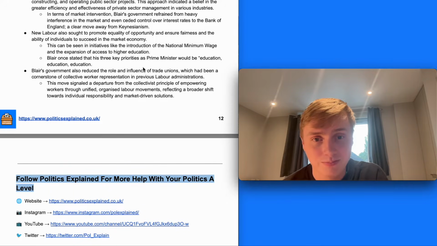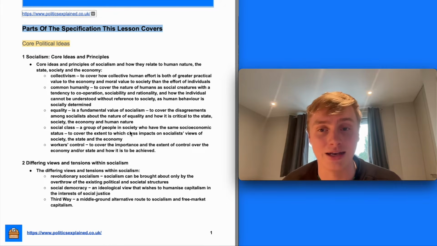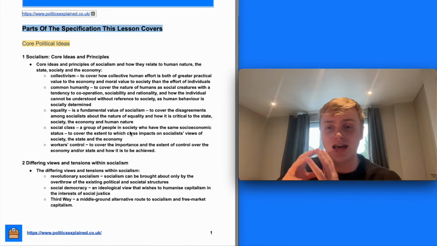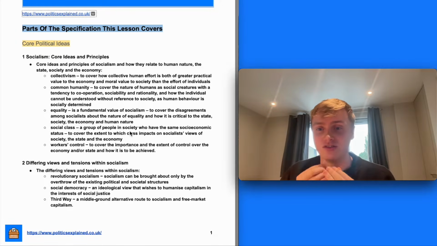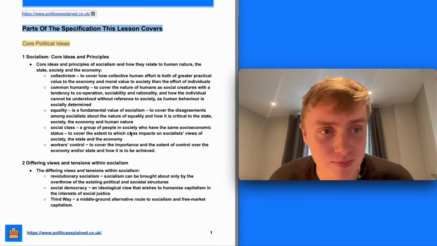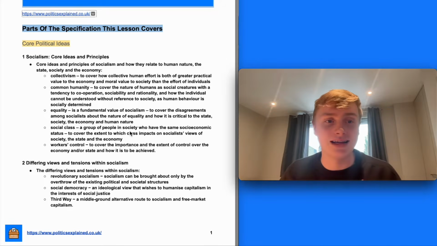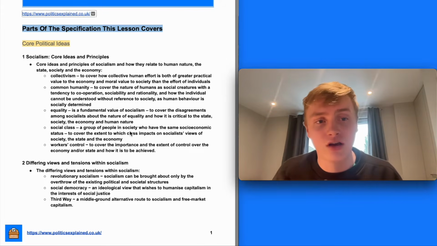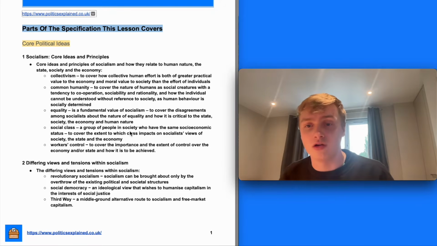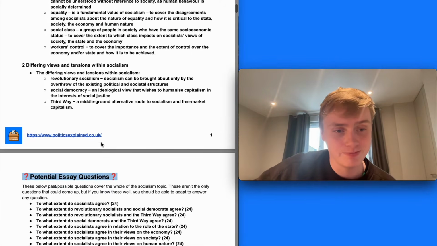Okay, so what we're going to have a look at now is the key principles and agreements of socialism, and then within those we're going to look at the key tensions and disagreements between the strands. So we're going to look at collectivism, common humanity, equality, social class, workers' control, and then finally we're also going to look at opposition to capitalism.